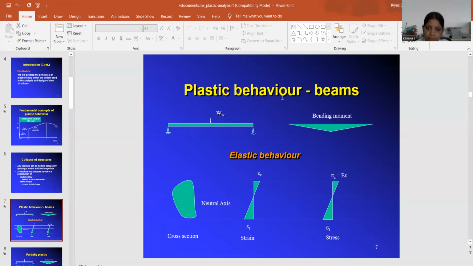This is the elastic behavior. This is the cross section, which can be any shape of the material. This is the neutral axis, where summation C equals summation T. The top portion is in compression and the bottom portion is in tension, with the origin of sigma equal to E times strain. Sigma T is the tension.